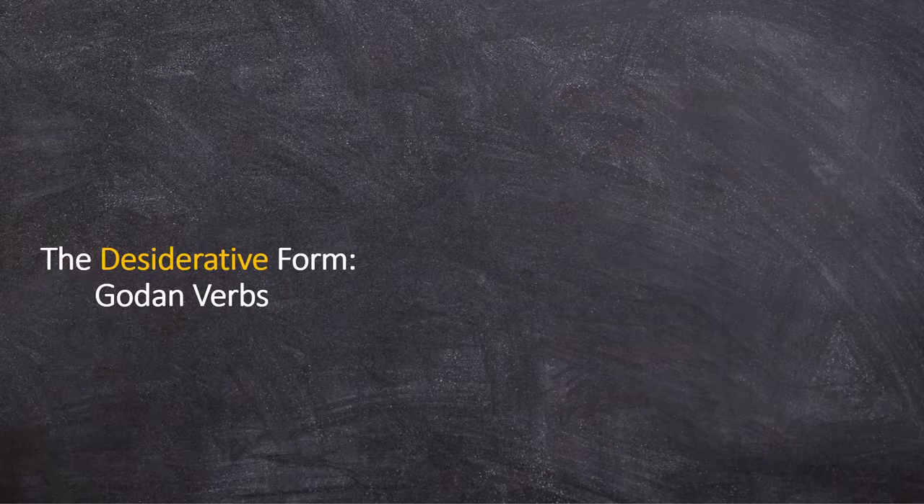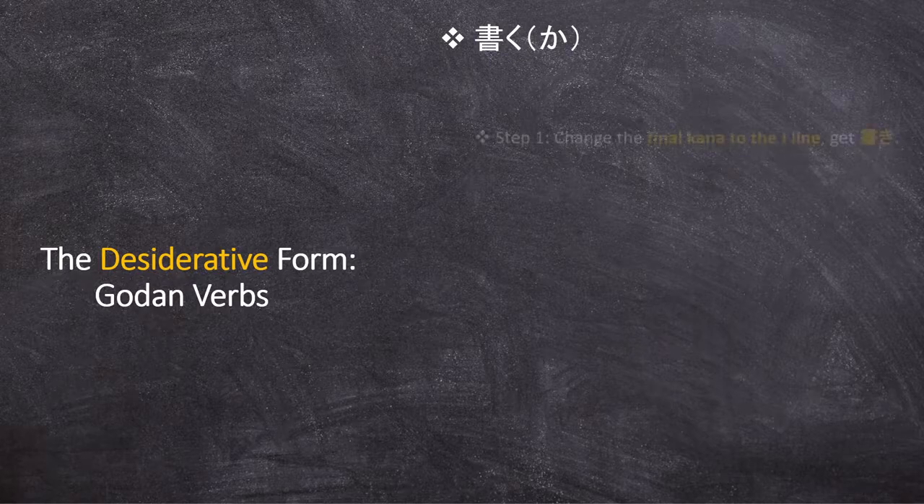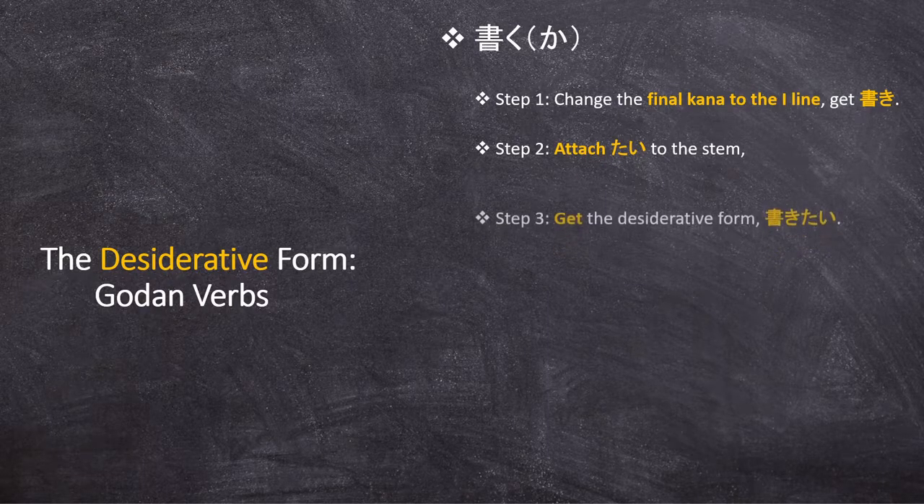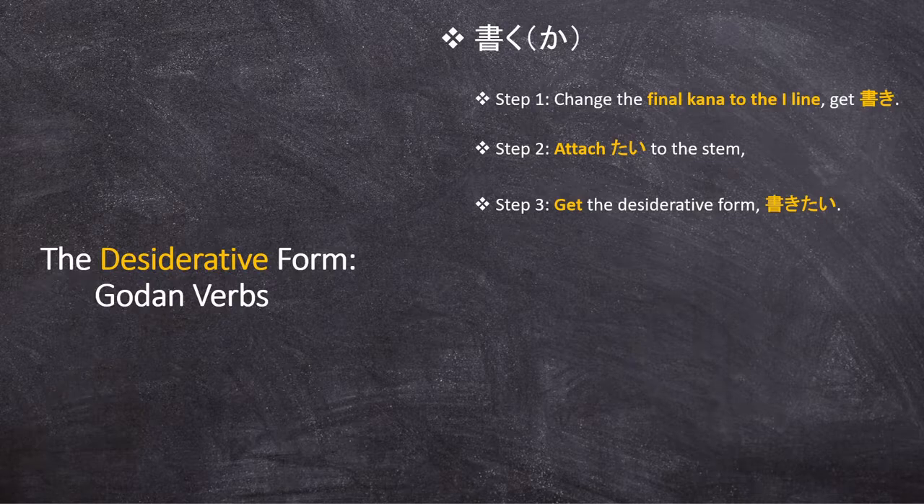Now let's see how this process works for godan verbs. The first verb will be kaku, meaning to write. So here, the first step is the most important one and the crucial one. We need to change the final kana to the I line, and then we will get kaki. After that, we need to attach tai to the stem, and we will get the desiderative form kakitai.